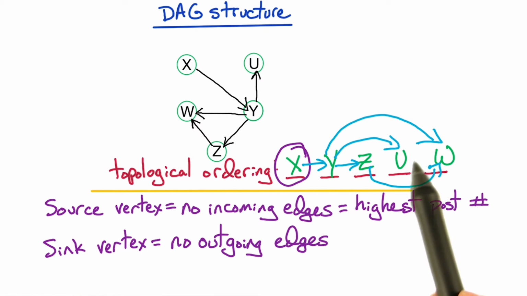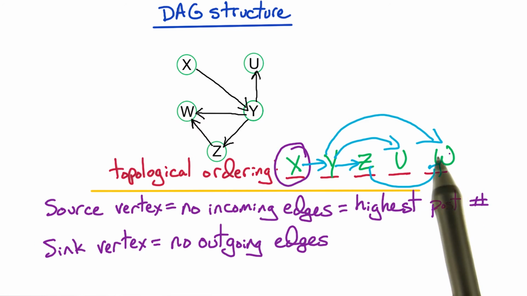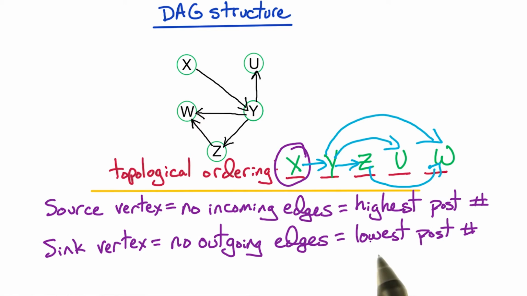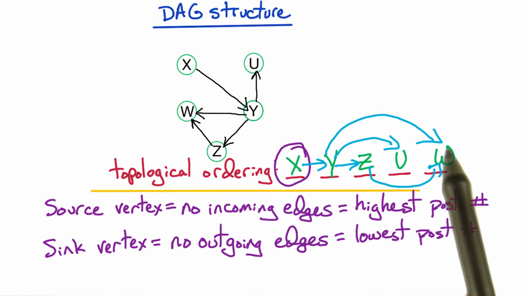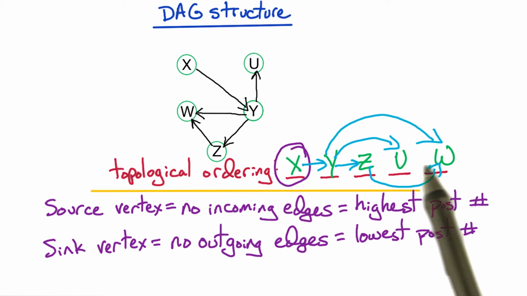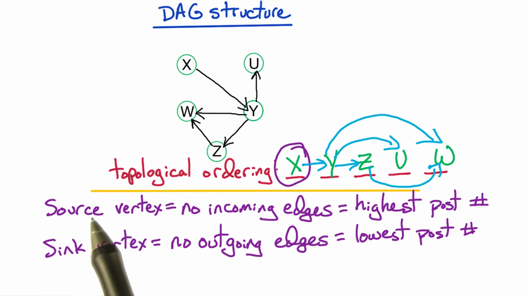Similarly, the last vertex in our topological ordering must be a sink vertex because edges can come into it, but nothing can come out, otherwise it would be going right to left again. Therefore, the vertex with the lowest post-order number is guaranteed to be a sink vertex. And once again, there might be multiple sink vertices because there might be multiple topological orderings with different vertices at the end. In this example, U and W are both sink vertices, and only X is a source vertex.